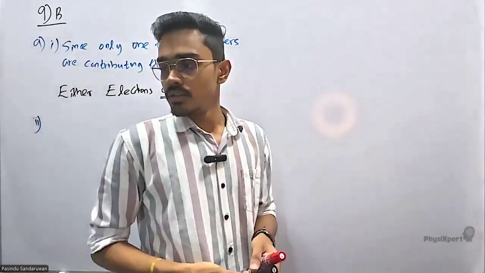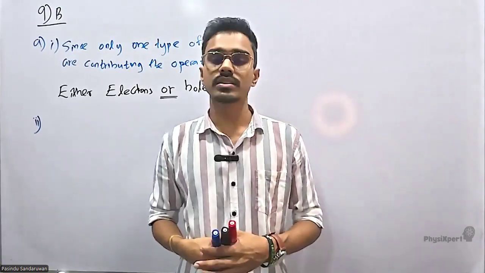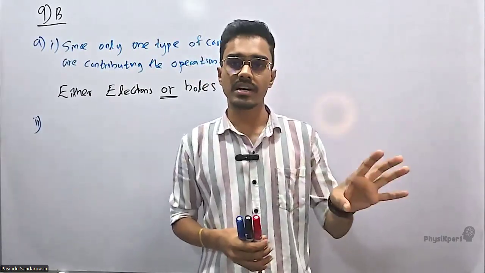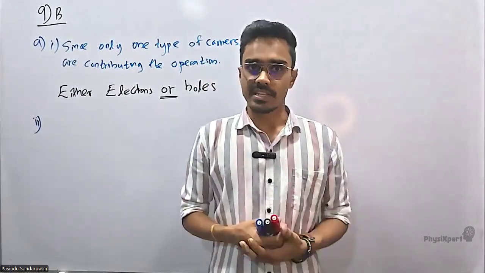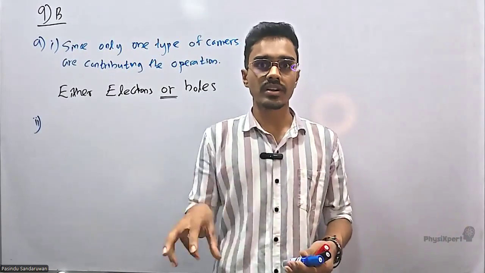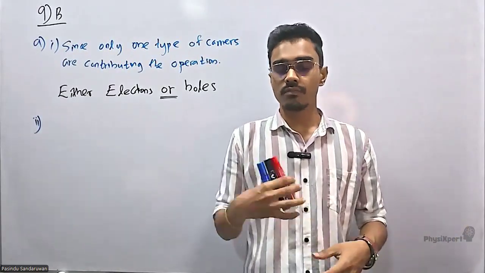Second one, part 2. State why FETs are also known as voltage control devices. Again, the basic segregation is bipolar transistors. Bipolar means NPN, PNP. They are called current control devices. And FETs are unipolar transistors. Unipolar transistors are called voltage control devices.